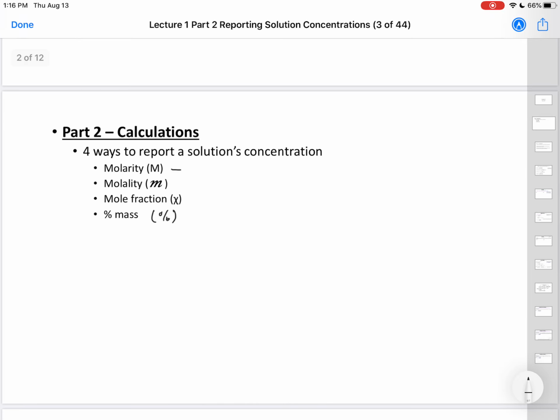Molarity should be expressed as a capital M. Molality should be expressed as a lowercase cursive m. Or maybe a better way to say it is an italicized m. Okay. Mole fraction is an italicized x, so it should look like this. Okay. And of course you have percentage, which we all know what it looks like.